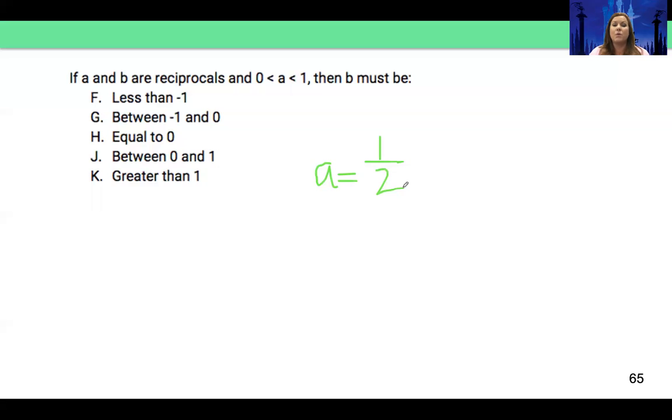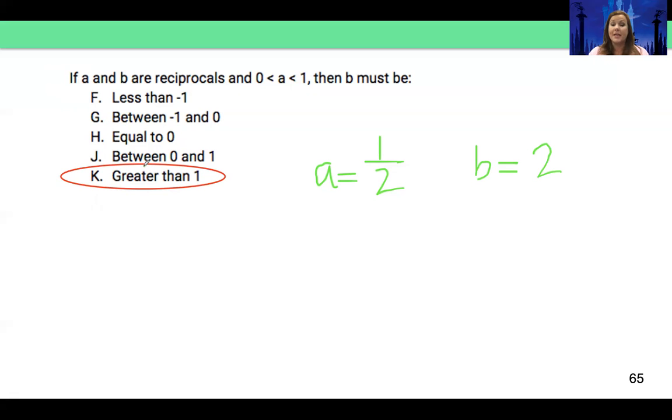So if A is 1/2 and B is its reciprocal, then B must be equal to 2. So that means that B has got to be greater than 1. And I'm kind of worried. Let's try it with 1/4. It's 1/4. I flip it, it becomes 4. 1/3, it becomes 3. Yeah. So my answer is going to be K. They're greater than 1.